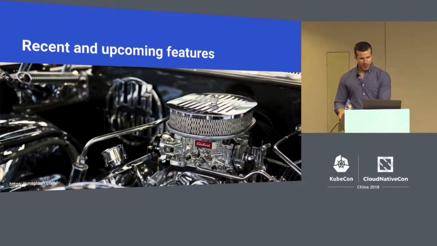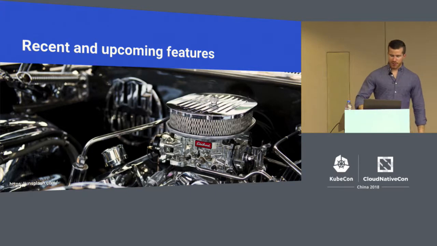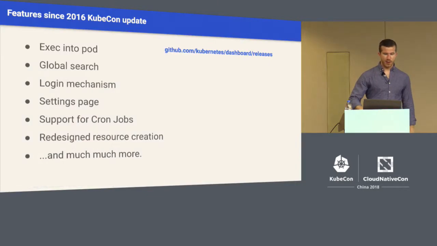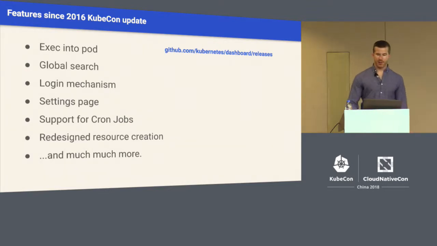All right, so dashboard had its last update at KubeCon, as I mentioned, 2016. And since that time, there's been a lot of changes and a lot of work done. So we're going to talk briefly about some of those now and then what the team is currently focused on for upcoming roadmap work. So these are a small selection of features that have been released since the 2016 update. And I won't get into these too much because you'll see quite a few of them in our demo in just a few minutes. But if you're interested, the changelog on GitHub is the best place to learn about what new features have been released.